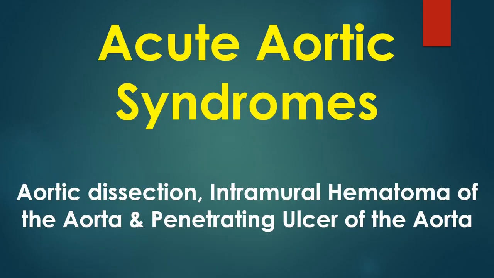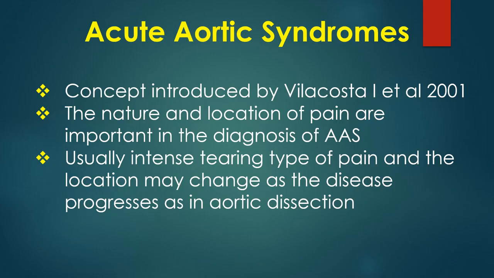Acute aortic syndromes include aortic dissection, aortic intramural hematoma, and penetrating ulcer of the aorta. They are an important differential diagnosis of acute coronary syndrome. The concept of acute aortic syndrome was introduced by Vilacosta and colleagues in an editorial which appeared in Heart in 2001. The nature and location of pain are important in the diagnosis of acute aortic syndrome.